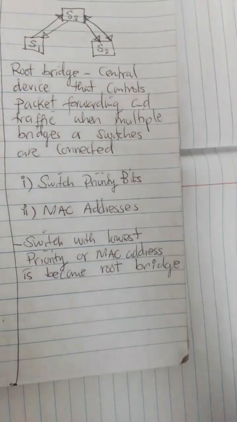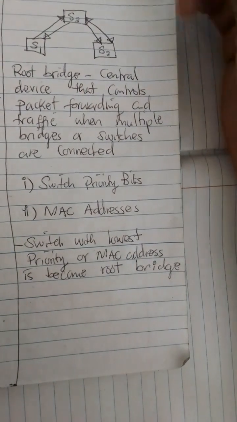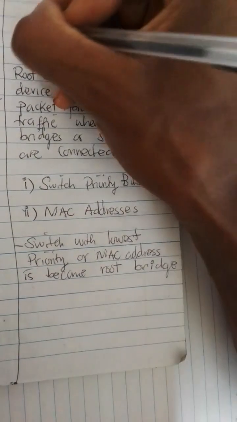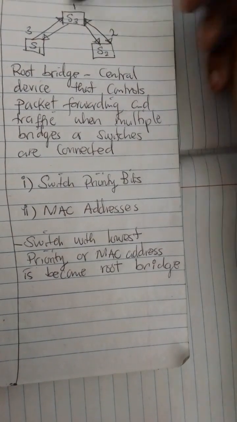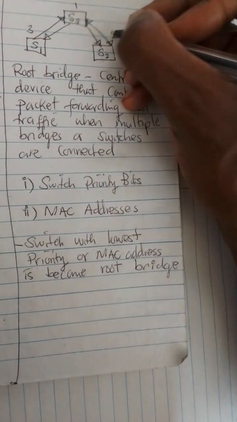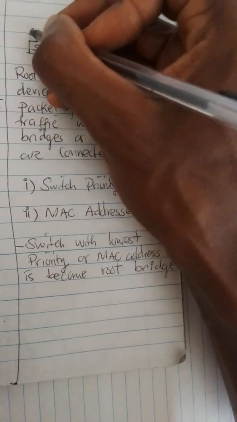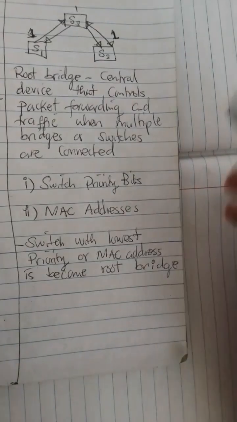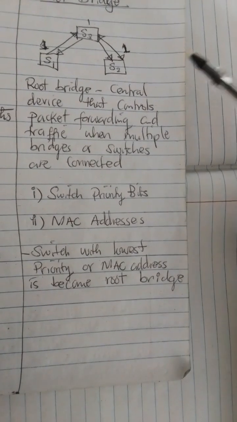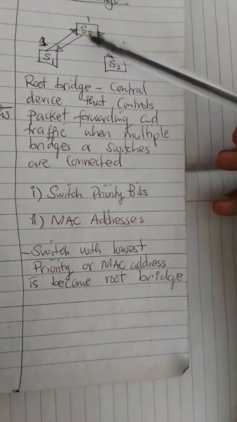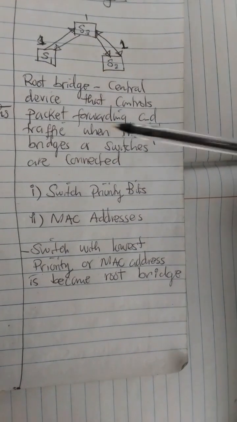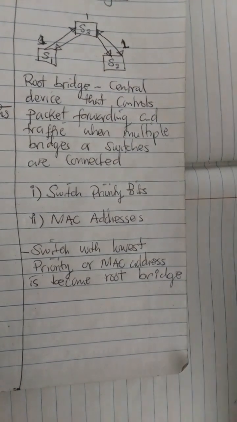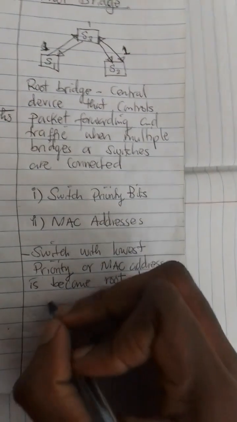They'll be allocated priority bits. Let's say this is 1, this is 2, and this is 3. The one with the lowest is 1, so this one will become the root bridge. But in a case where, let's say, all of them are allocated 1, then the qualification method changes. We no longer use priority bits, but we use MAC addresses. The switch with the lowest MAC address is going to be used as the root bridge.